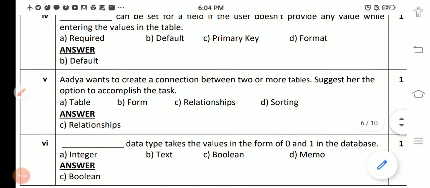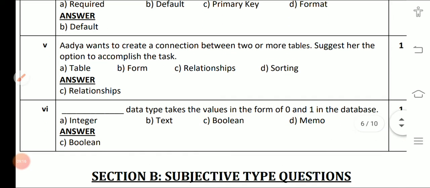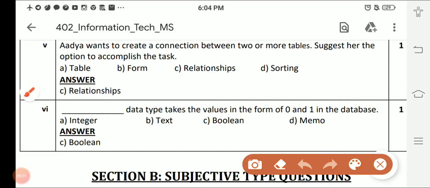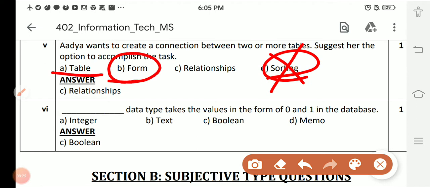Next, Adya wants to create a connection between two or more tables. Suggest her the option to accomplish this task. If you want to connect two tables, what you will do? Sorting करोगे? Not at all. Tables तो we are creating. Forms we are creating for taking data from the user.